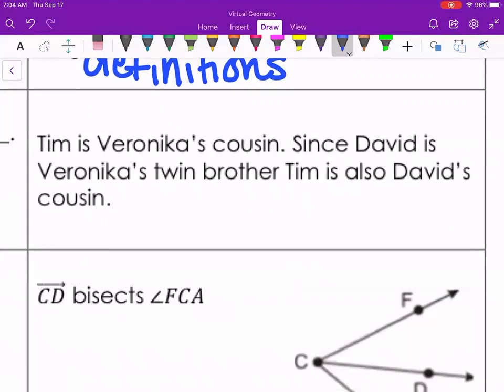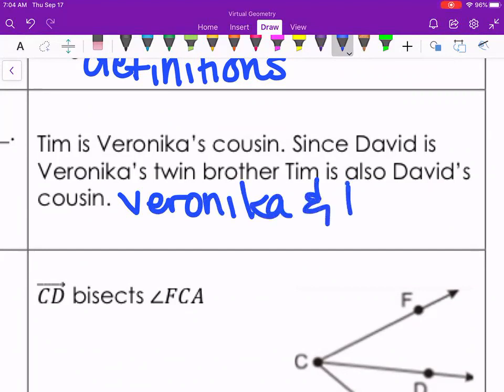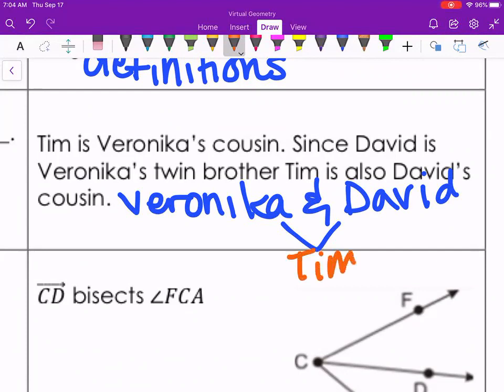It says Tim is Veronica's cousin. Since David and Veronica are twins, Tim also has to be David's cousin. So that is true. Veronica and David are brother and sister, and together they have a cousin, which is Tim. So he is cousins to both of them since they are twin siblings. That's a fact. If you have two twins, they have the same mother and father. If we have a cousin to one, then we also have a cousin to the other.